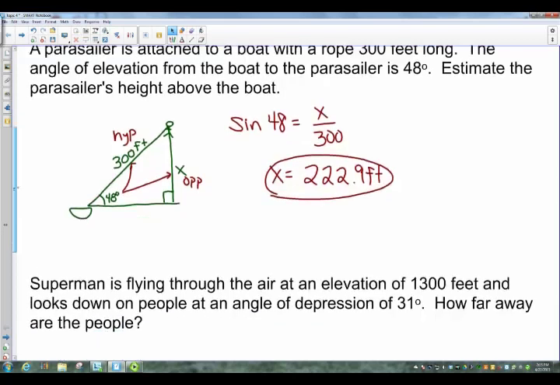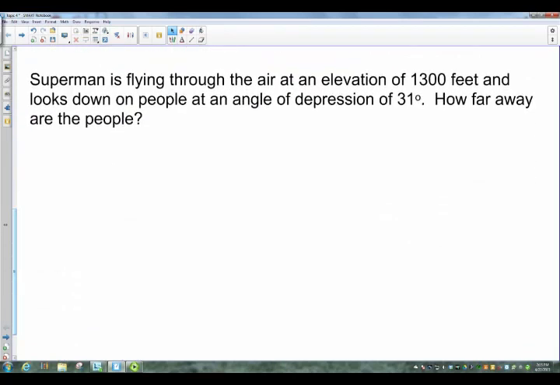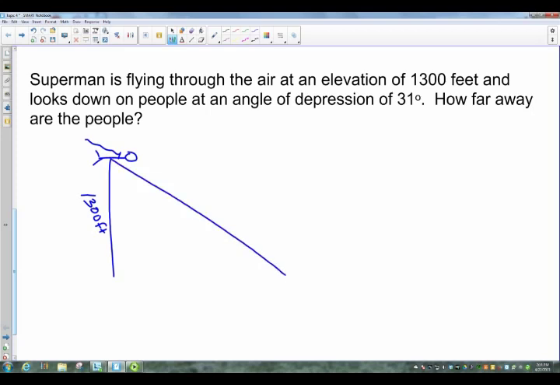All right, let's look at this next one. So Superman is flying through the air at an elevation of 1,300 feet. So let's see what we got here. We've got Superman flying through the air here. There's his cape. And he is 1,300 feet above the ground. Okay, so we'll say that this is 1,300 feet. He looks down at the people at an angle of depression of 31 degrees. So he's looking down at 31 degrees.